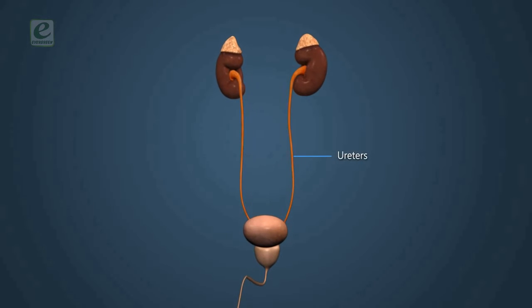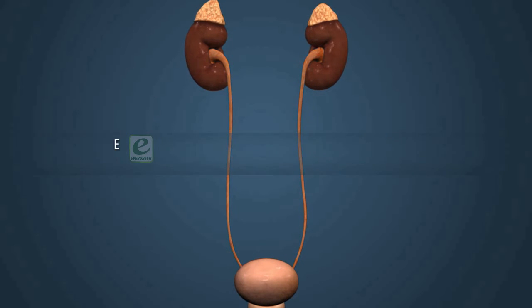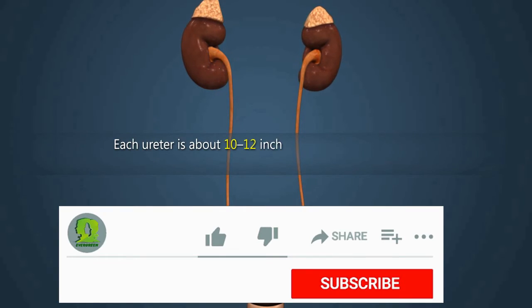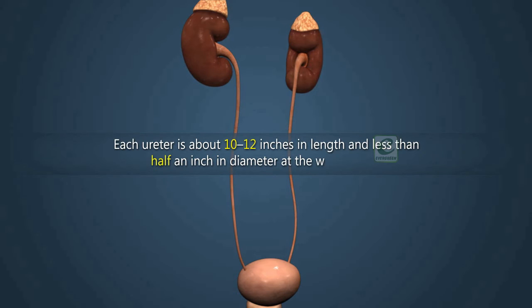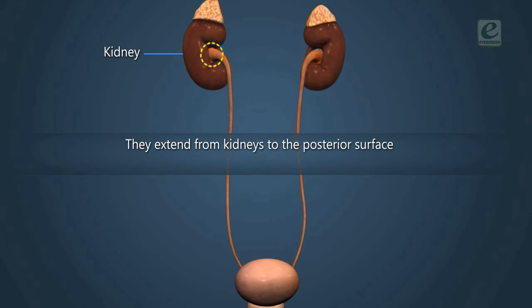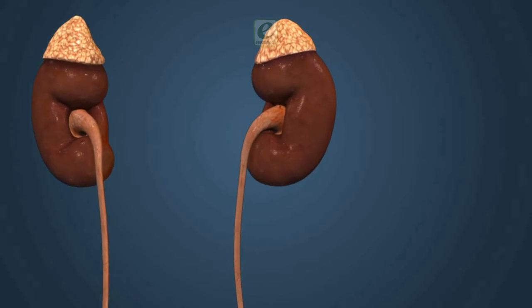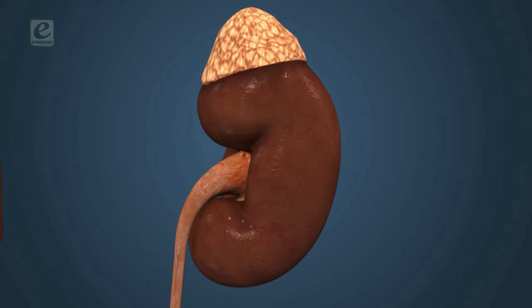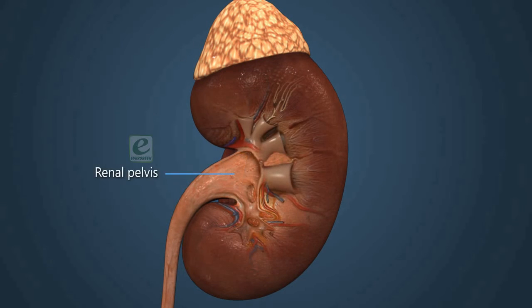Ureters. The ureters are a pair of long, narrow and whitish tubes. Each ureter is about 10 to 12 inches in length and less than half an inch in diameter at the widest point. They extend from the kidneys to the posterior surface of urinary bladder. The upper end of each ureter enters the kidney of its side. In the kidney, it expands forming a funnel-shaped basin called renal pelvis. It divides into 2 to 3 branches called calyces.